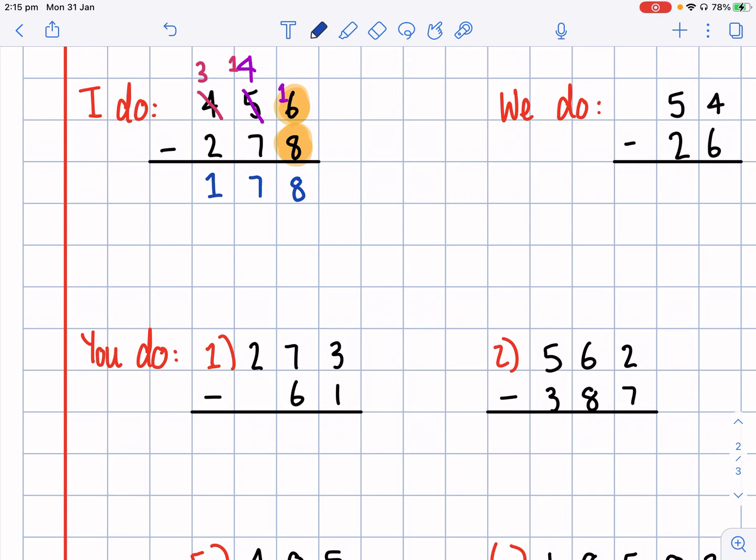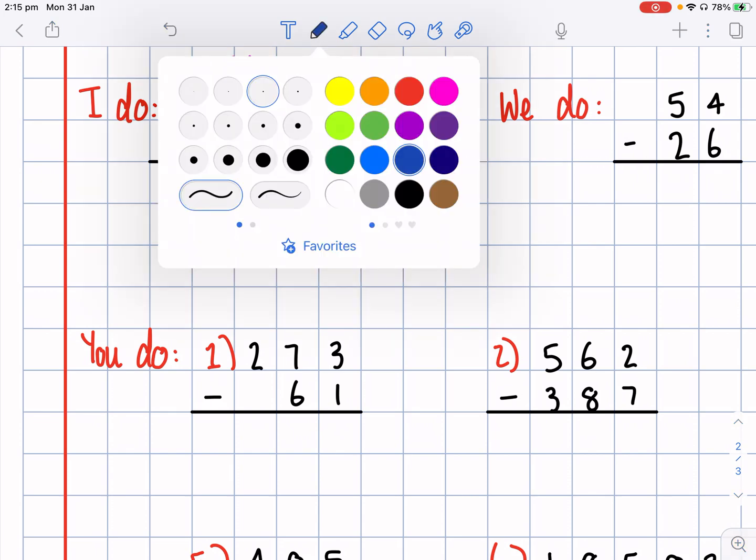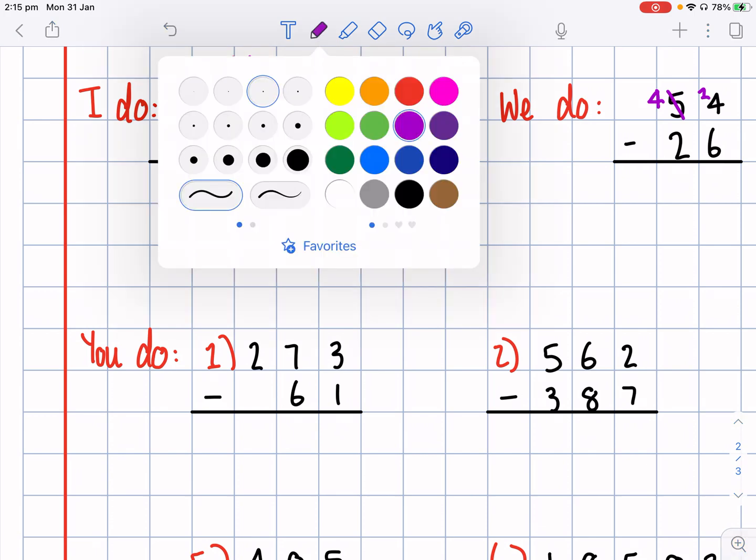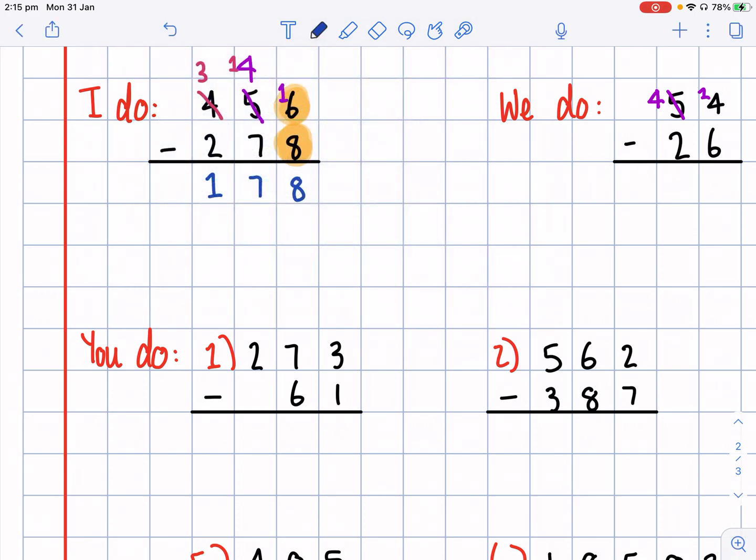I want you to have a go at 54 minus 26. Pause me if you need. Okay, I'm going to assume you're ready. 54 minus 26. Now, we can't do 4 minus 6. It's too small. So we're going to borrow. This 5 is going to become a 4. And we're borrowing 10, so that becomes 14. 14 minus 6 we can do, it's 8. And now 4 minus 2, well that's just 2.